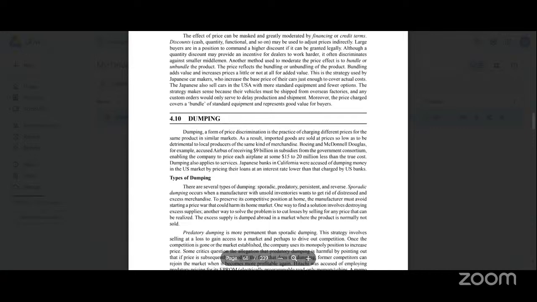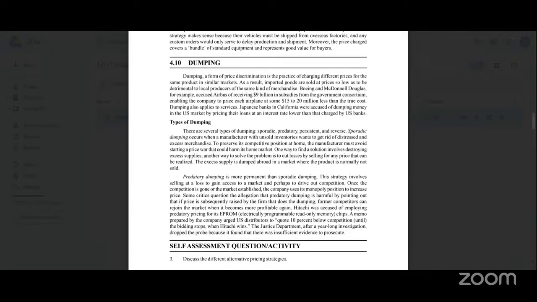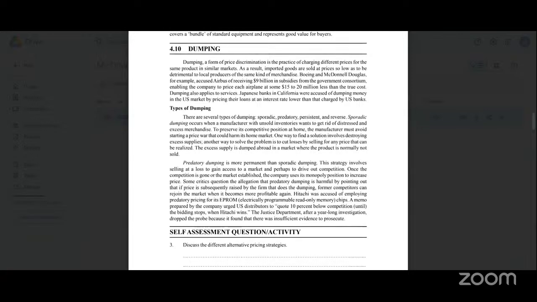And finally, we'll also be looking at dumping. What is dumping? It is price discrimination, that is the practice of charging different prices for the same product in similar markets. This is an outcome of imported goods that are sold at prices so low that they're actually detrimental to the local producers of the same kind of merchandise.